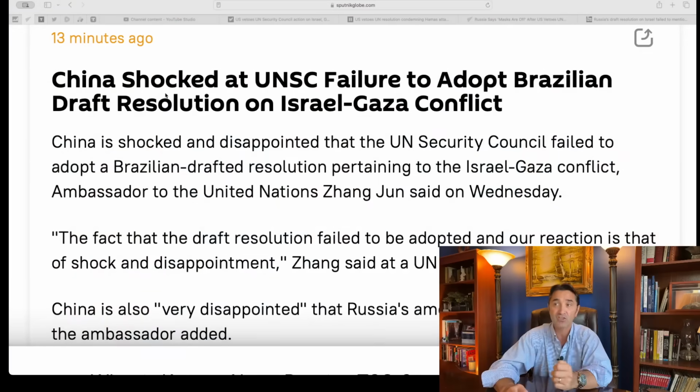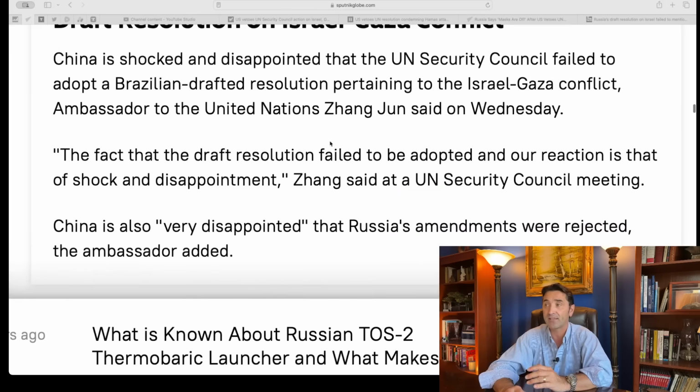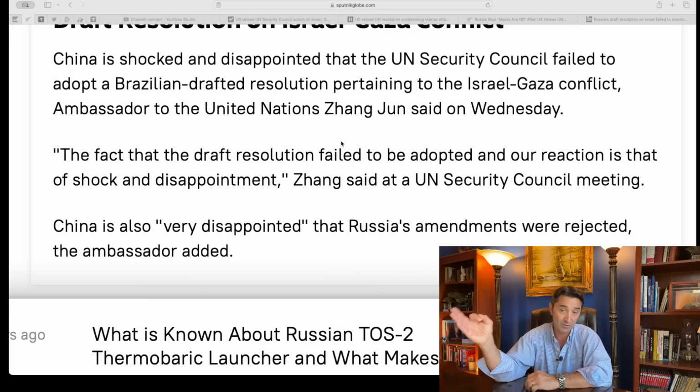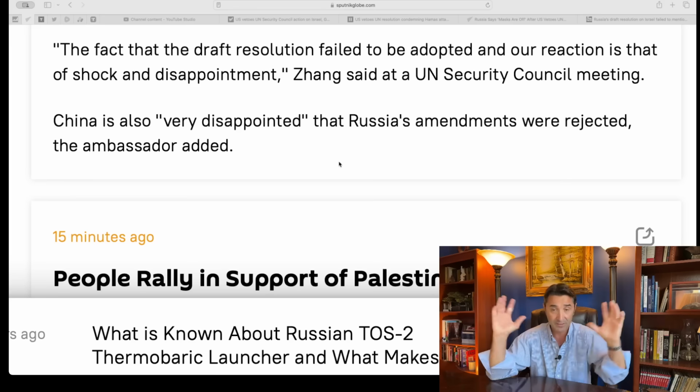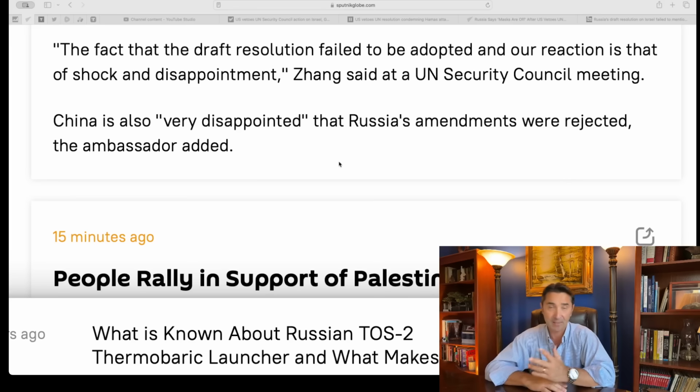And I have one. What the hell am I doing? Right here. This is from Sputnik. China shocked at United Nations Security Council failure to adopt Brazilian draft resolution on Israel-Gaza conflict. China is shocked and disappointed that the UN Security Council failed to adopt the Brazilian draft resolution pertaining to the Israel-Gaza conflict. Ambassador to the United Nations Zhang Jun said on Wednesday, because the United States vetoed it. The fact, and I'm quoting, the fact that the draft resolution failed to be adopted and our reaction is that of shock and disappointment, Zhang said at the UN Security Council meeting. China is also very disappointed that Russia's amendments were rejected, the ambassador added. Got that? So, who's the bad guy over there? Russia. Well, I think it's pretty clear what's going on over here.